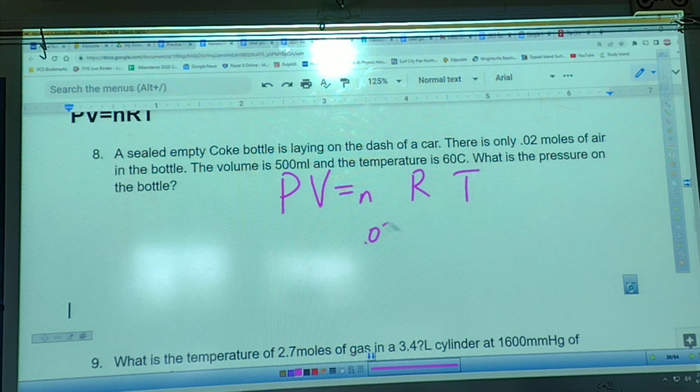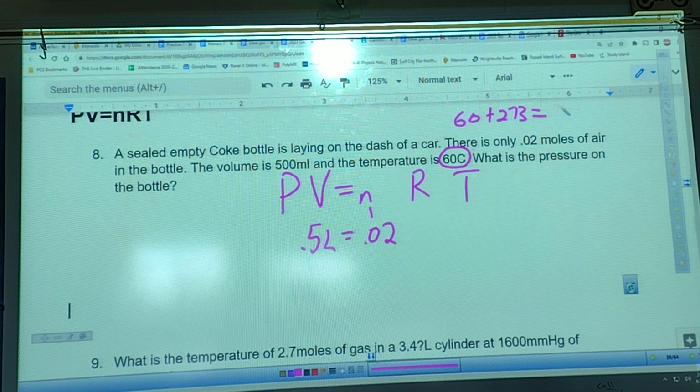0.02 moles. n is 0.02. The volume is 500 milliliters. That's 0.5 liters. And the temperature is 60 Celsius. 60 plus 273. Don't forget, we have to add 273. The temperature has to always be in Kelvin. And then what is the pressure?